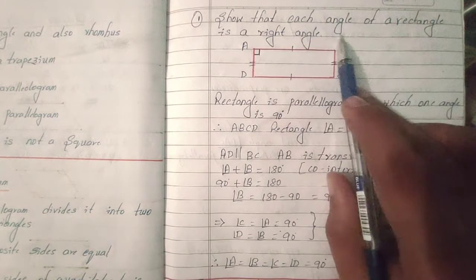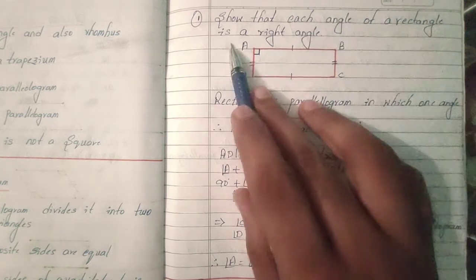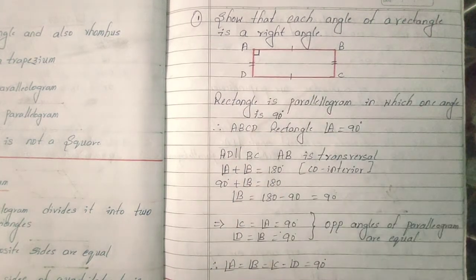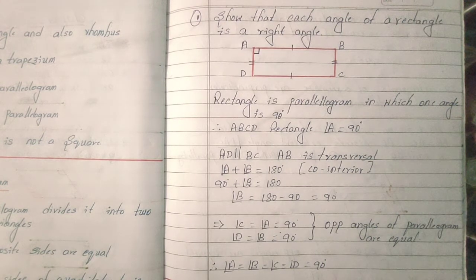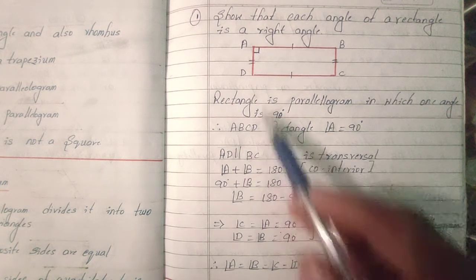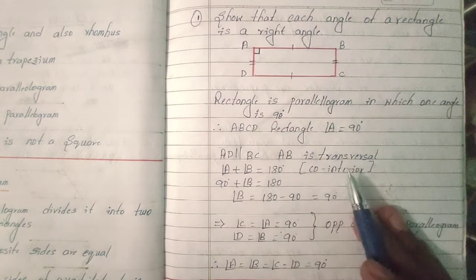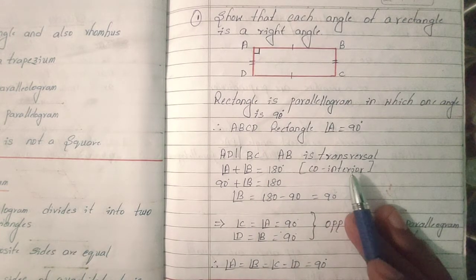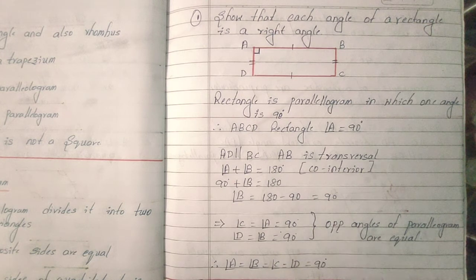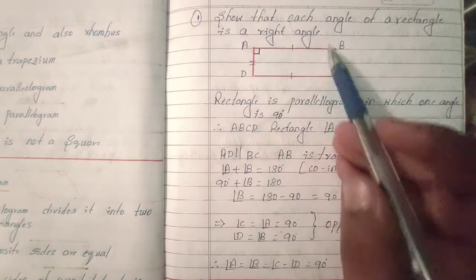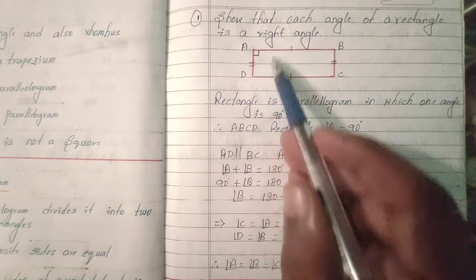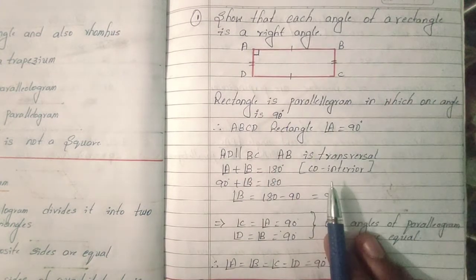Show that each angle of a rectangle is a right angle. Alright, we know that in a right angle, each angle is 90 degrees. But how to show that? Means how to prove it? Here I am taking ABCD, a parallelogram. What is a rectangle? Remember, if one of the angles of a parallelogram is 90 degrees, then it is said to be a rectangle. Here I consider parallelogram ABCD, one angle is 90. Then it is said to be a rectangle.